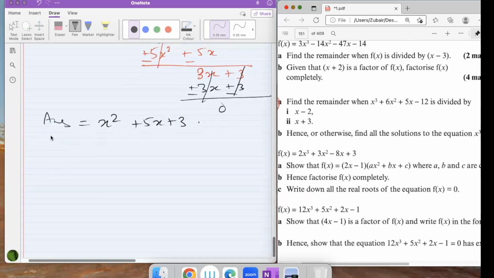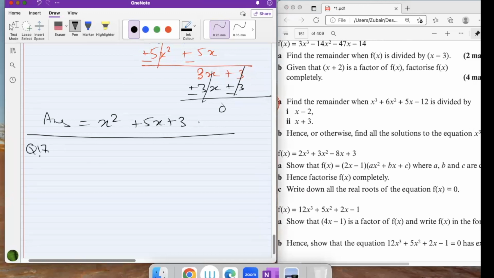Question 17 says divide it with the given number and find the remainder. This is x cube plus 6x square plus 5x minus 12, and it says divide it with x minus 2 to find the remainder.